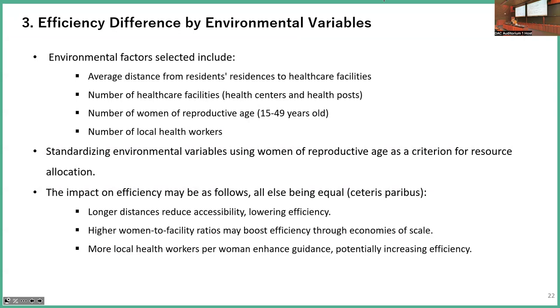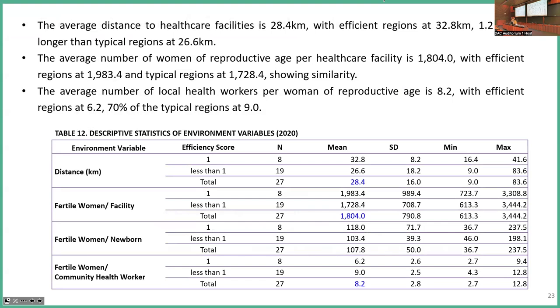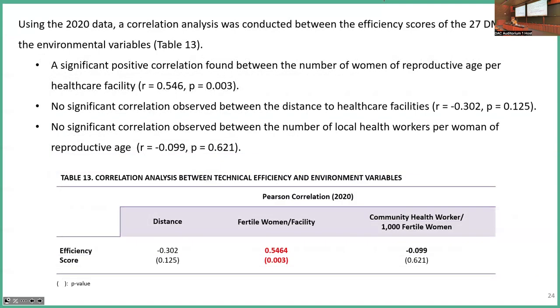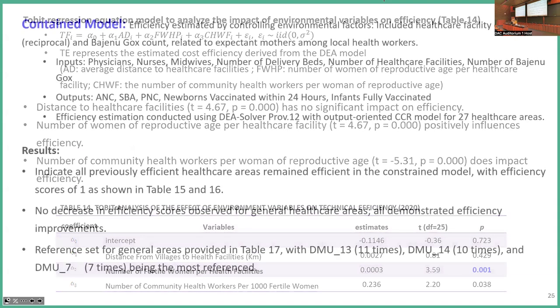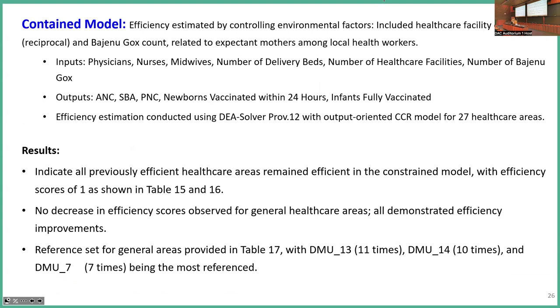so we just controlled. In our contained model, for example, for the efficient health districts, the mean distance is 32 kilometers. For correlation, only fertile women per facility is strongly correlated. And we analyzed the regression to see the impact. Only the number of fertile women and the number of community health workers affect the efficiency. And in our contained model, we controlled, which means we included two more variables: the number of healthcare facilities and the number of bajenu gox. Bajenu gox are community health workers, a link between a health facility and a mother, a pregnant woman. But with the result, the efficiency score is similar between the full model and the contained model.